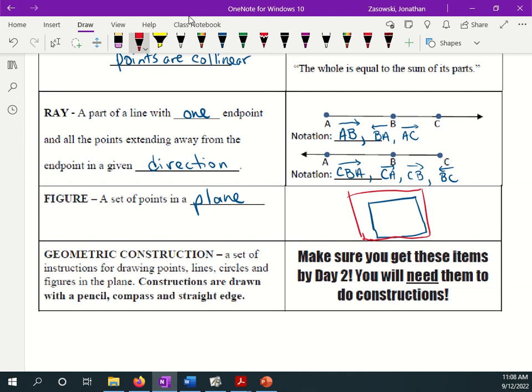Geometric construction: a set of instructions for drawing points, lines, circles, figures in the plane. Constructions are drawn with a pencil, okay? A compass, which just draws circles, and a straight edge. Complete warning: the straight edge is not a measuring tool. You're not using it to measure the distance between two things. You're just drawing a straight line with it.